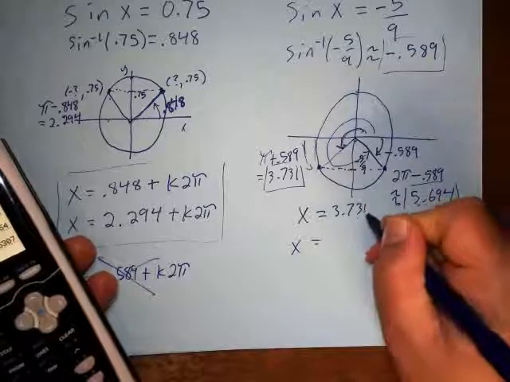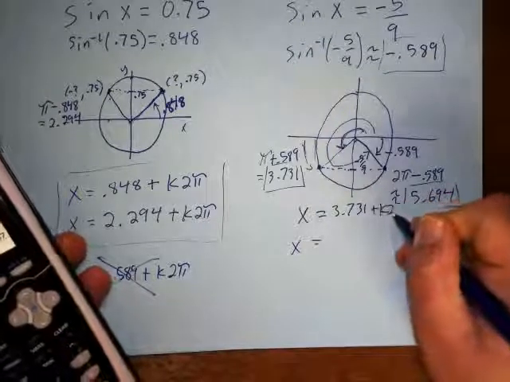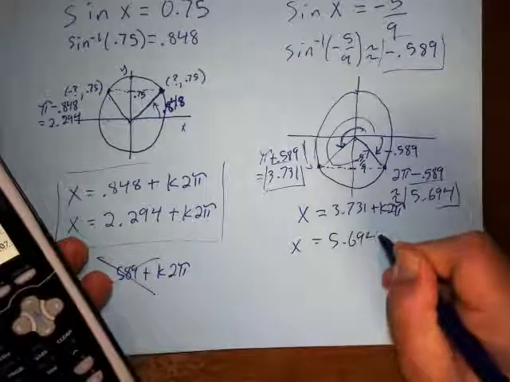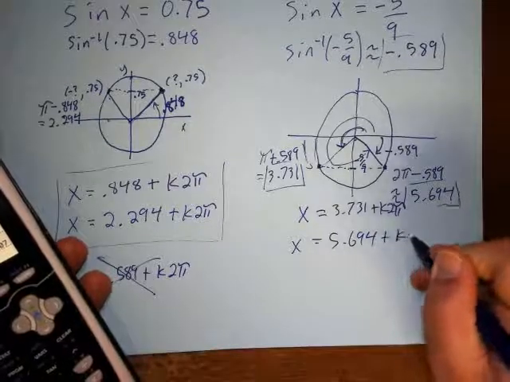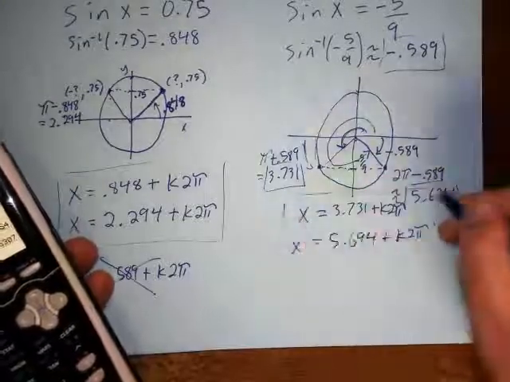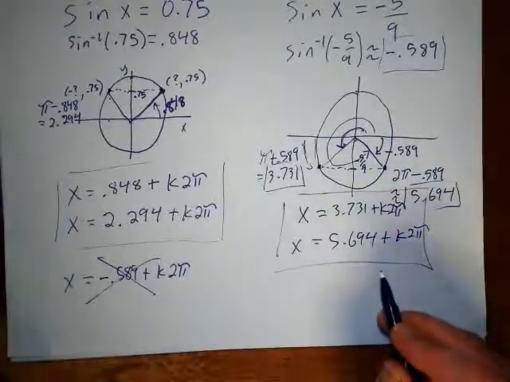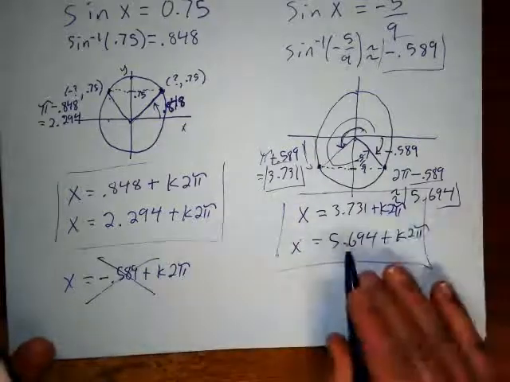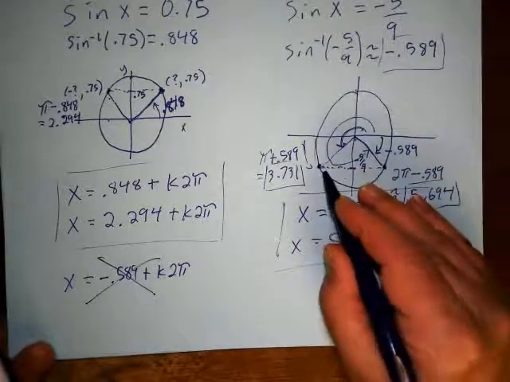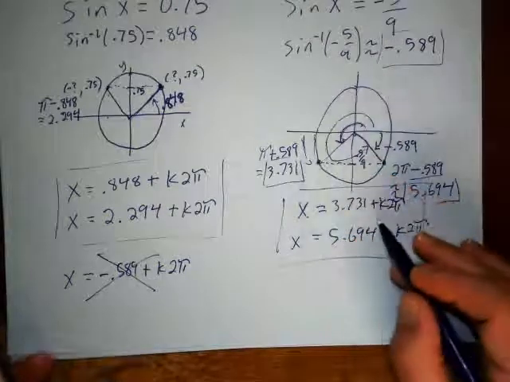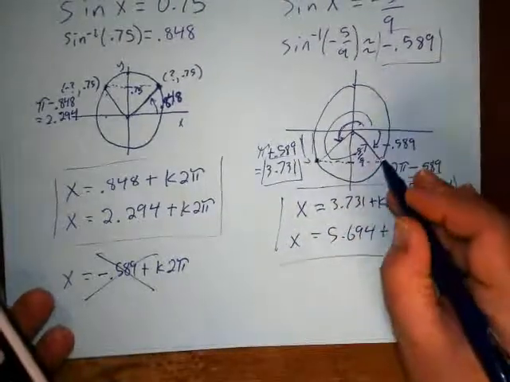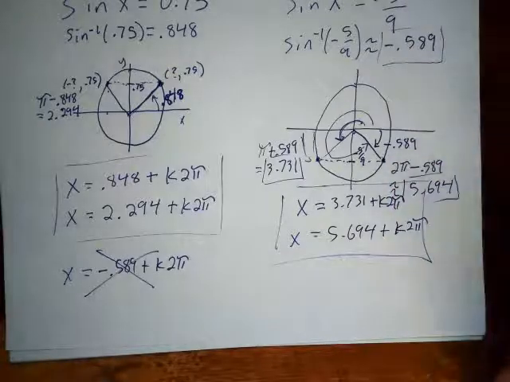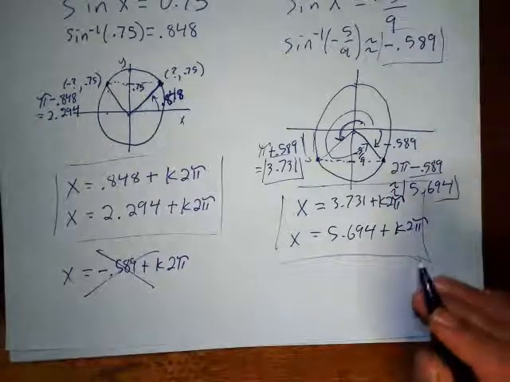just because, you know, I have OCD, plus k times 2 pi, and then 5.694 plus k times 2 pi. Okay, so that's how I would do it. If you had this angle in place of this one, that would be okay, because you would have this angle and all the rotations, and you would have this angle and all the rotations, and you would get the same set of angles for your solution.